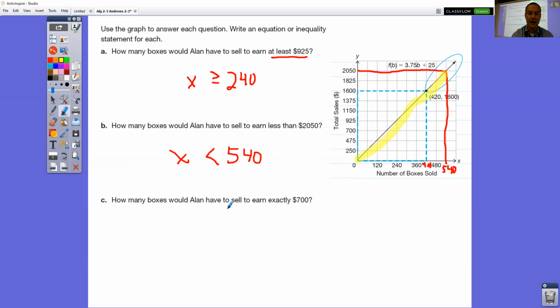How many boxes would Alan have to sell to earn exactly $700? Exactly 700. I would go from 700, go over to my graph, go straight down. Remember, each of these boxes were 60, so this is at 180 right here. So it's X equals 180.